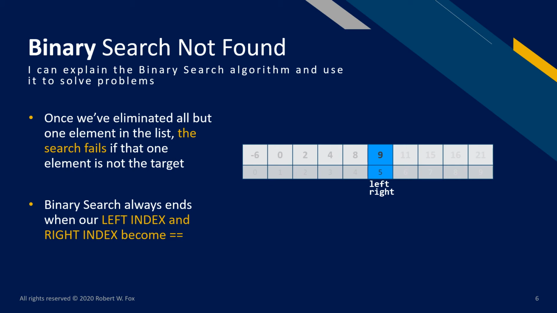But whether or not it's found, binary search will always end when the left index and the right index collide with each other, when they become equal. Now, if you remember, the left index originally started way on the left side, the right index started on the right side, and those two have been getting closer and closer to each other as we cut the list in half. And when they become equal, when they intersect, the search is over.